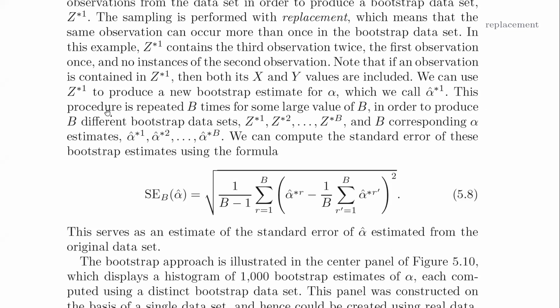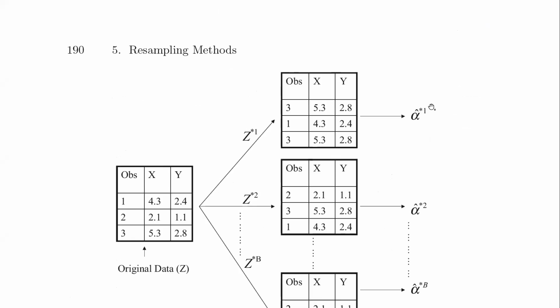We can use Z asterisk 1, so that's the first bootstrap dataset, to produce a new bootstrap estimate for alpha, which we call alpha hat asterisk 1. So using this bootstrap dataset, you now calculate alpha hat 1. How? Well, we have the formula from portfolio allocation theory. You just need sigma x squared, sigma y squared, and the covariance of x and y. Plug them into that formula, and you have your alpha.